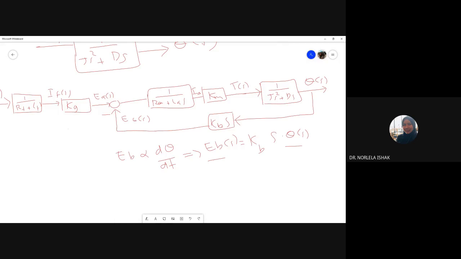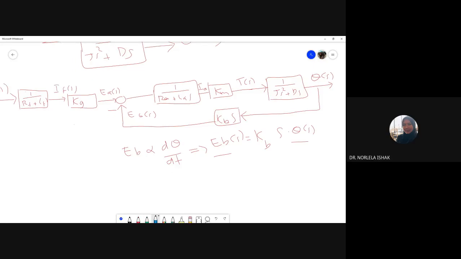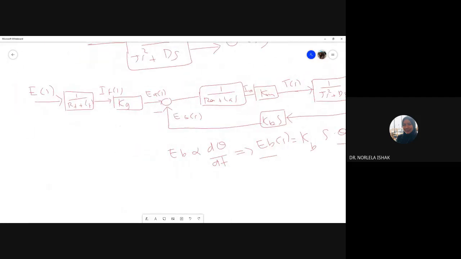So what is our transfer function? This is your output, and this is our input. So our transfer function is the angular displacement over ES. We need to find what this equals.